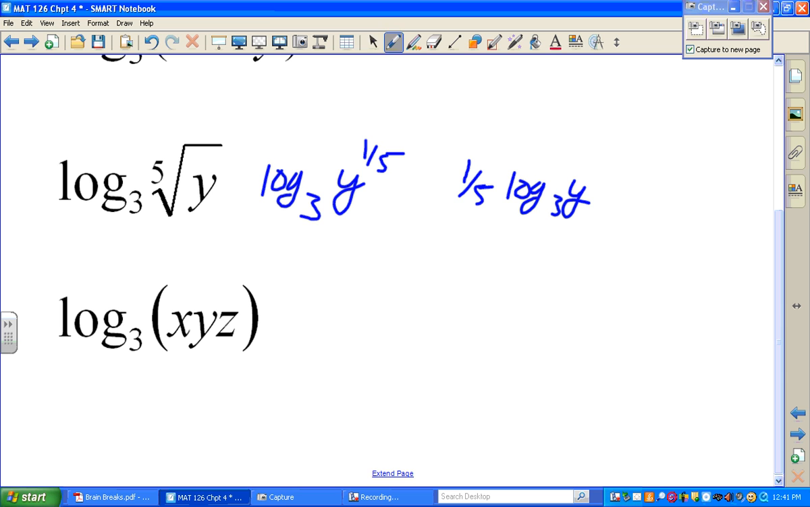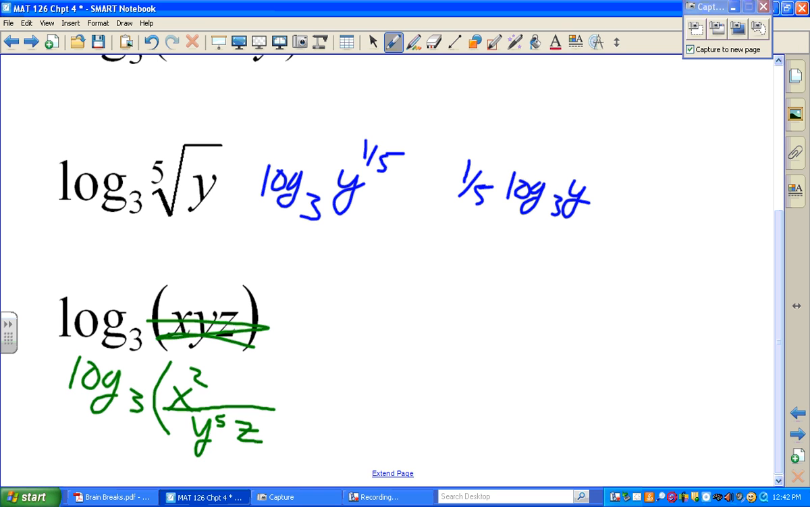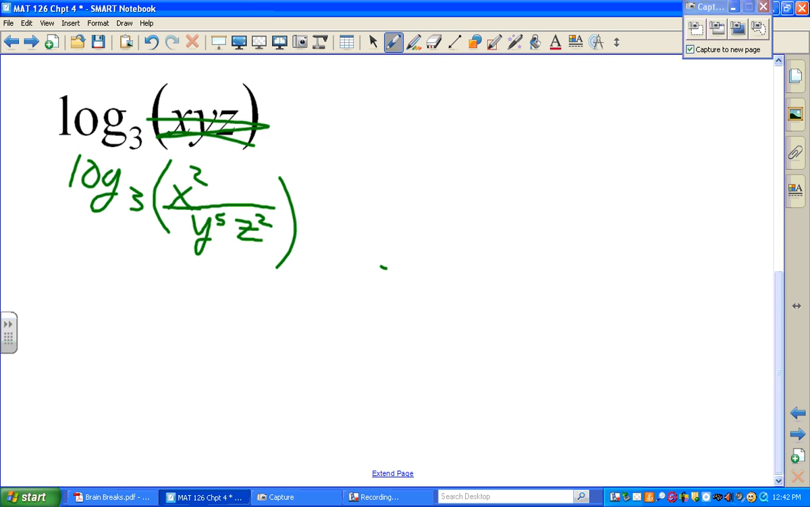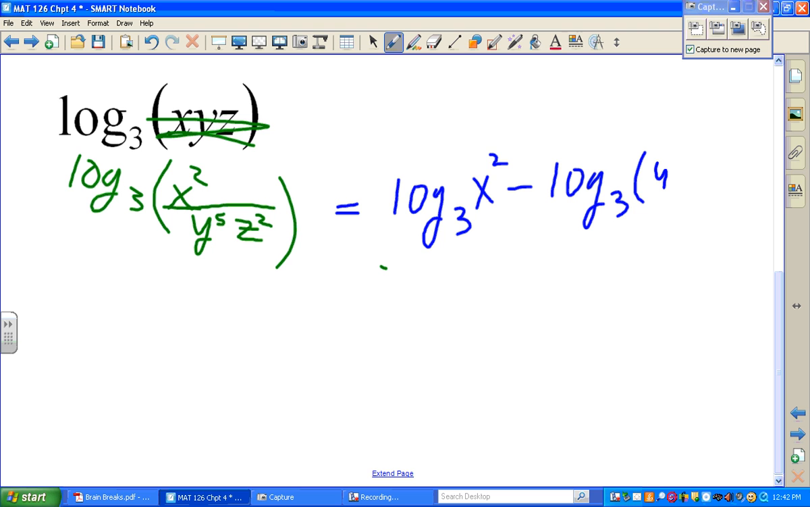Log base 3 of y. I'm going to change this one just for fun. I like to have fun. There. I'm going to change it like that. The log base 3 of x squared y to the 5th z squared. It usually comes up somewhere in a test or in a homework. If it's in the denominator, it has a negative exponent because of logarithms. Or you can think of it as grouping with it. But anyway, log base 3 of x squared minus the entire denominator, y to the 5th z squared. Okay?